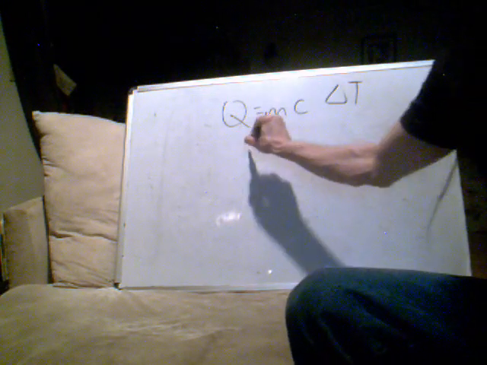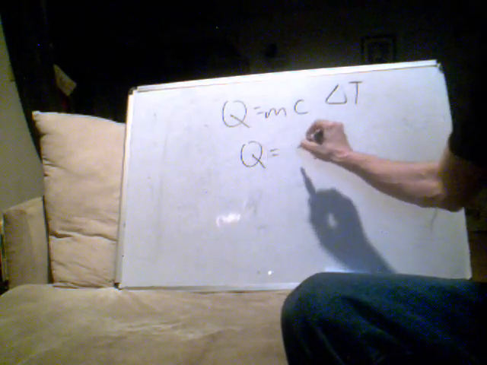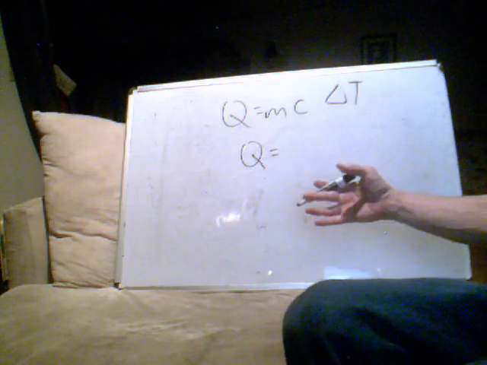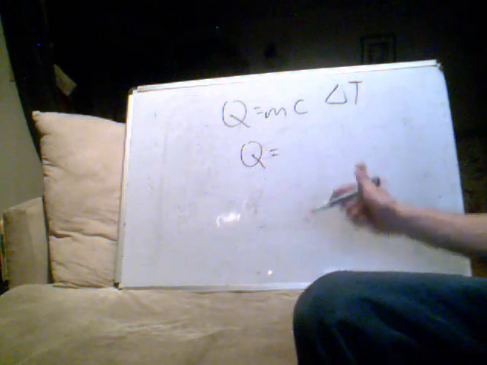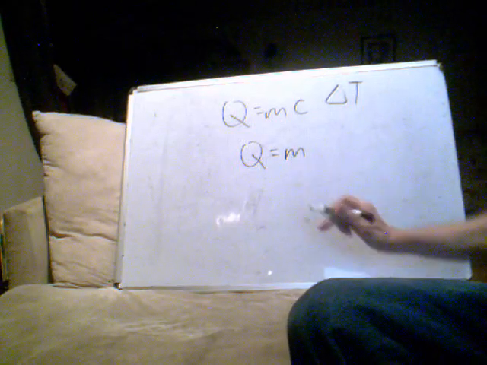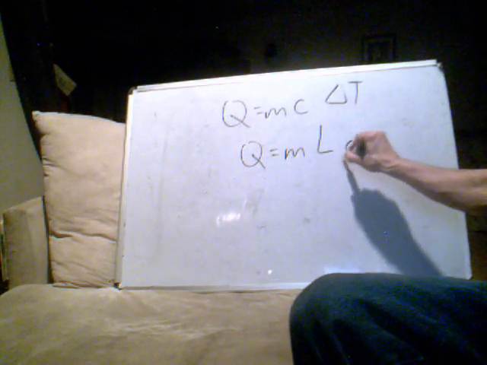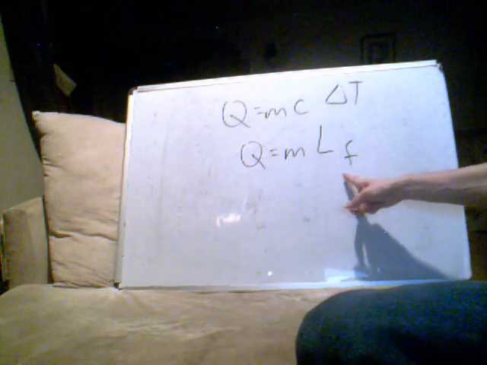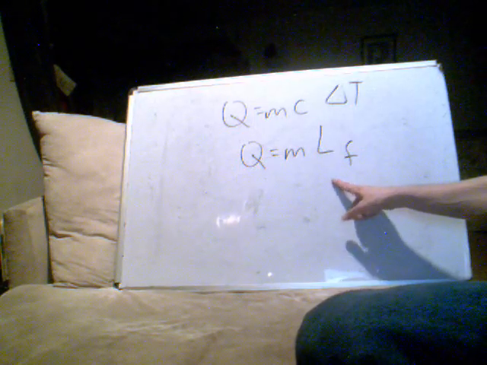Now, if you're talking about changing phase, the heat required to melt some ice depends upon the mass of the ice that you're trying to melt, multiplied by the heat of fusion, or the latent heat of fusion for ice. Or, the amount of heat per unit mass required to melt ice. That's what this latent heat of fusion is.